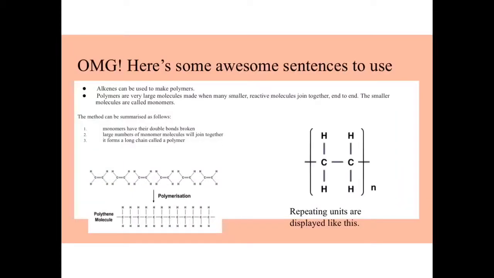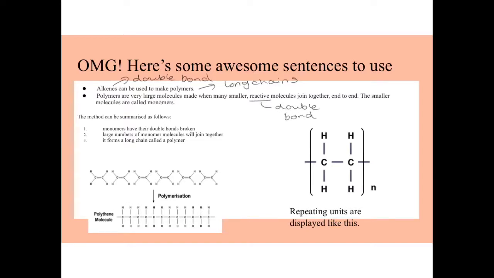Okay, so alkenes, which we've done, alkanes and alkenes. Alkenes are the ones with the double bond, and they're used to make polymers, which are long chains of something. Polymers are large molecules made when many small reactive molecules join together. The reason they're reactive is that the double bond is quite reactive in an alkene. So again, it's the double bond.